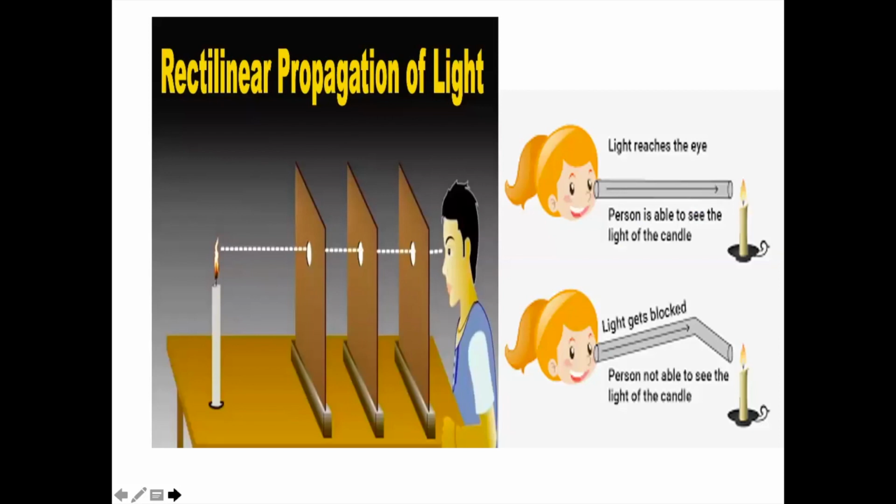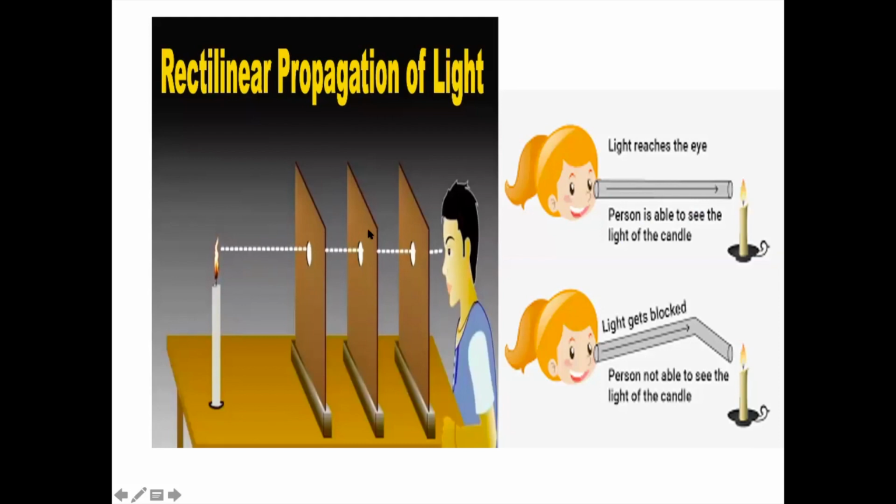Here you can see the rectilinear propagation of light, that is, the light travels in a straight line. It is an experiment which this student has done with keeping 3 cardboards with a hole, all coordinated with each other, and there is a burning candle.